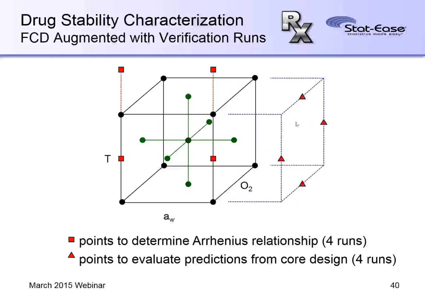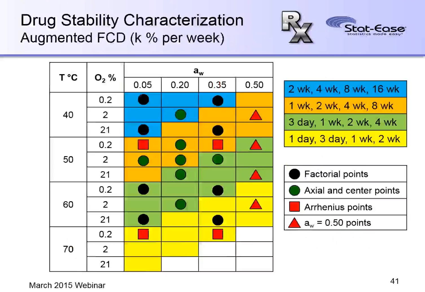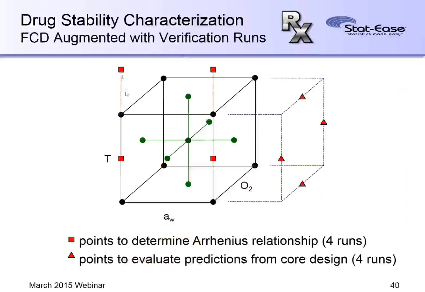So these are the 8 verification runs. Okay, I'm going to go back here just for a second. That will be run at the same time as this experiment, and everything will be run in a randomized fashion. But these 8 points here will not be used to fit the model. They'll only be used to help us evaluate the validity of the Arrhenius relationship and the ability of whatever model we fit to predict beyond the original design space.